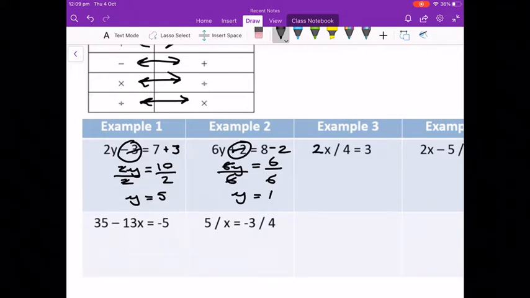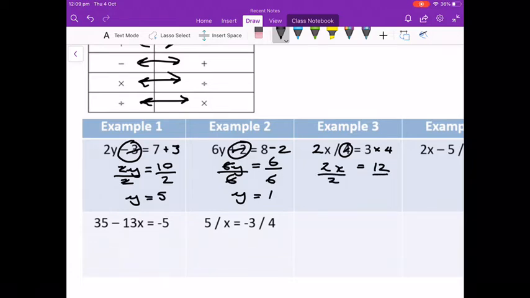So 2x divided by 4 equals 3. So the last thing they did was they divided by 4. So the opposite of divided by 4 is times 4. Therefore, 2x equals 12. We're going to divide each side by 2 because we only want 1x. And 12 divided by 2 equals 6.